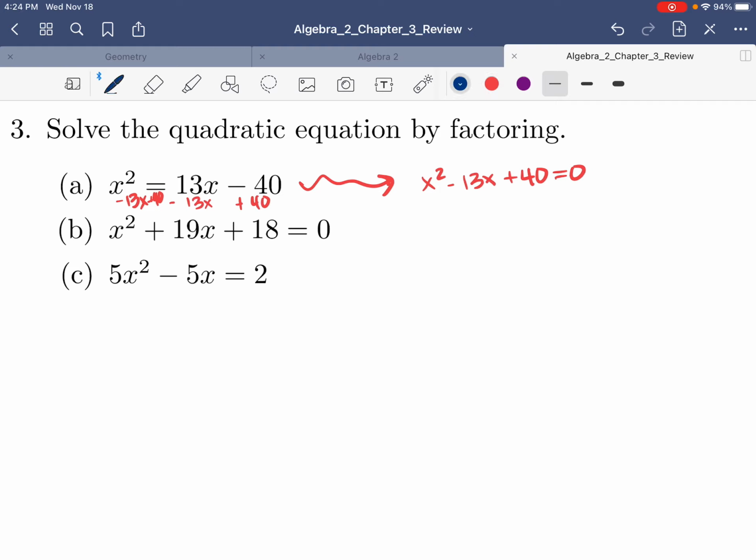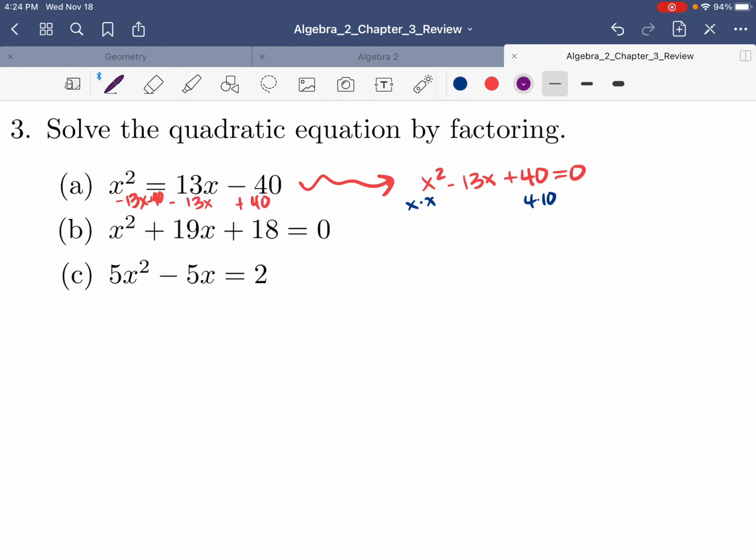So when you factor this, you have to think of all the factors for x squared. That's x times x. That's pretty straightforward. And then for 40, you got lots of different ones. I'm going to go with 4 and 10 first because that's the one that I see first. And then I'm going to check to see if it works.